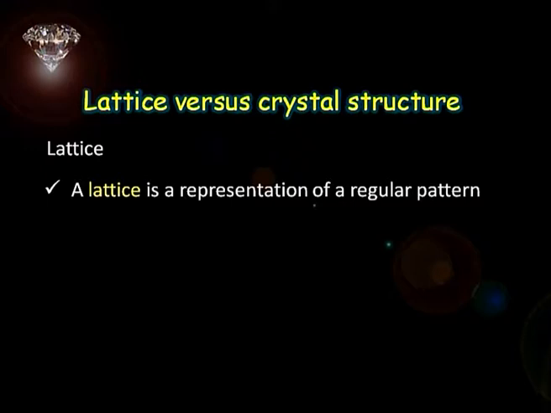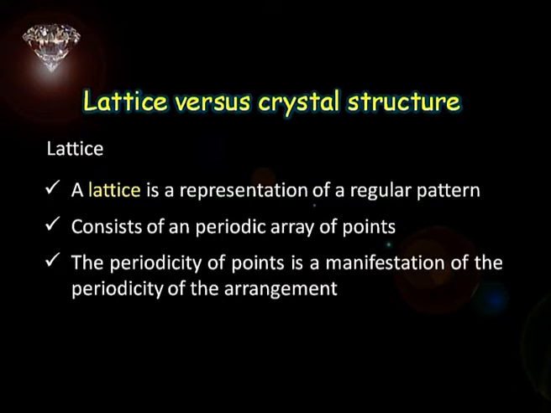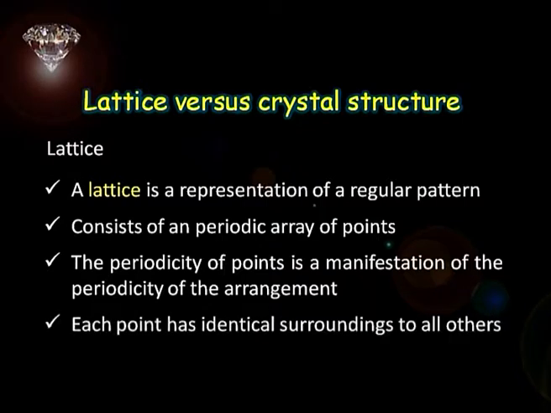Now, essentially I am talking about a lattice, and a lattice is a representation. Let us try to differentiate the difference between a lattice and a crystal structure. Does it represent a crystal structure? The answer is no. Let us recall that a lattice basically is a representation of a regular pattern. It consists of a periodic array of points, and the periodicity of these points is a representation of the periodicity of the arrangement which we are talking about. And further we can say that each point has identical surroundings to all other points. That means, in a lattice, if I take any point, look at its surroundings, and I take another point, it will have similar surroundings. That is the basic premise for a lattice to be a lattice.